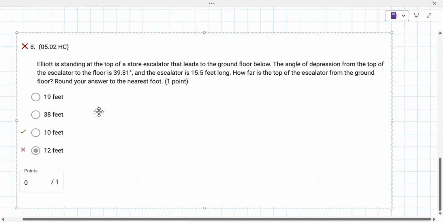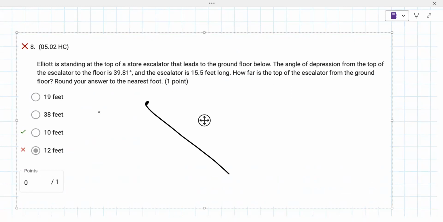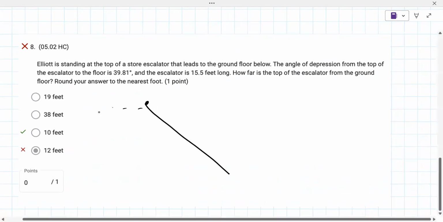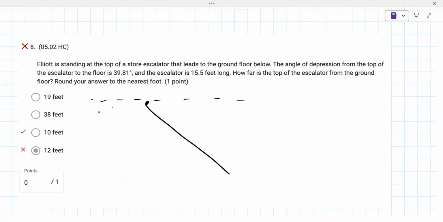Alright, Elliot is standing at the top of a store escalator that leads to the ground below. So he's up here. There's the ground below. The angle of depression, I think, is never really all that useful, but it's the one they give you: 39.81 degrees. The escalator is 15.5 feet long. How far is the top of the escalator from the ground to the floor?